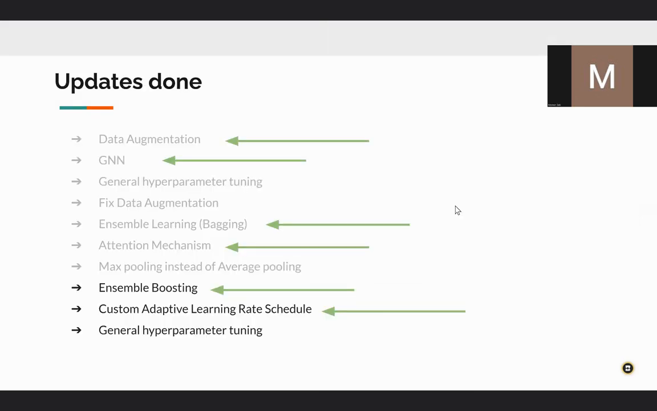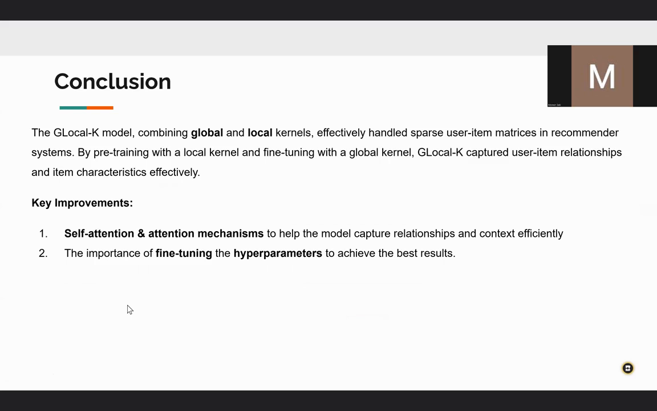So in conclusion, among all the edits we have done, the green arrows are mainly the edits and approaches, and the black text steps are mainly the final edits in the final milestone. In conclusion, the self-attention mechanism won, and with no doubt the hyperparameter tuning had a huge impact on our model.